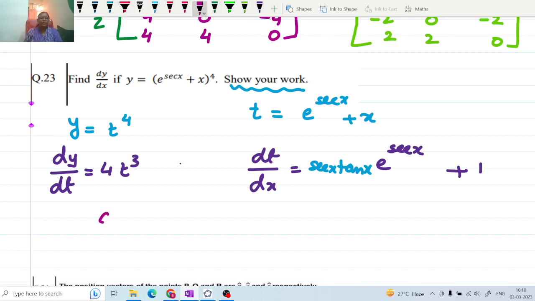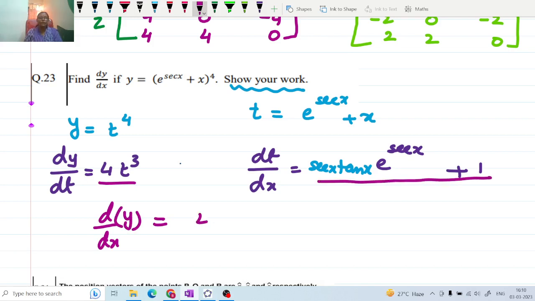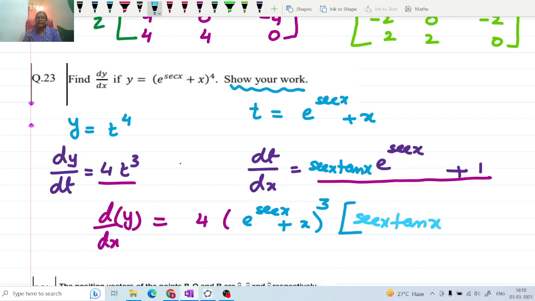So finally, what is it that you have to get? You have to get the value of d/dx of y, that is dy on dx. What will that be? dy on dt and dt on dx. So it's 4 times t. What is t? Write its value. What did we assume? It is e to the index sec x plus x, multiplied by the next quantity, that is sec x tan x multiplied by e to the index sec x plus 1.